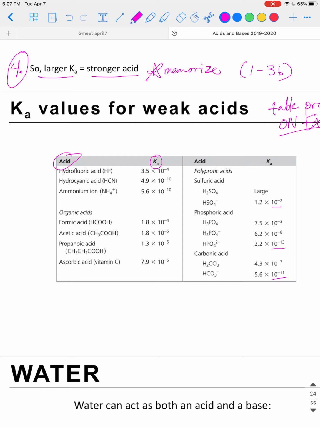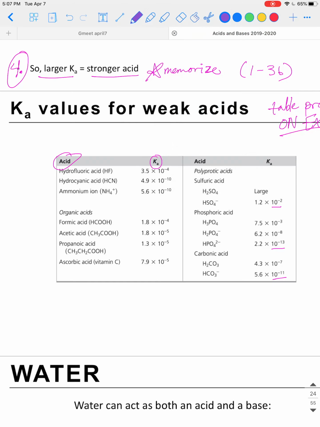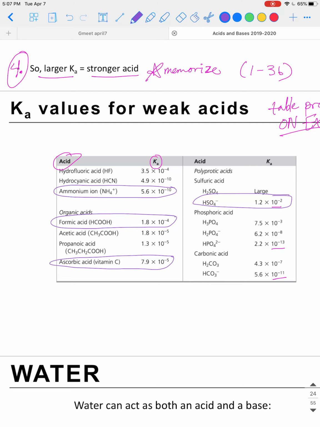Well, one type of problem I could ask is, if we had, I'm going to circle 4 of these acids in purple. I'm going to circle this one. I'm going to circle formic acid. I'm going to circle ascorbic acid. Does that look familiar? That was on exam 3. You're like, don't remind me. And then I'm going to circle HSO4 minus, one of the sulfuric acids.